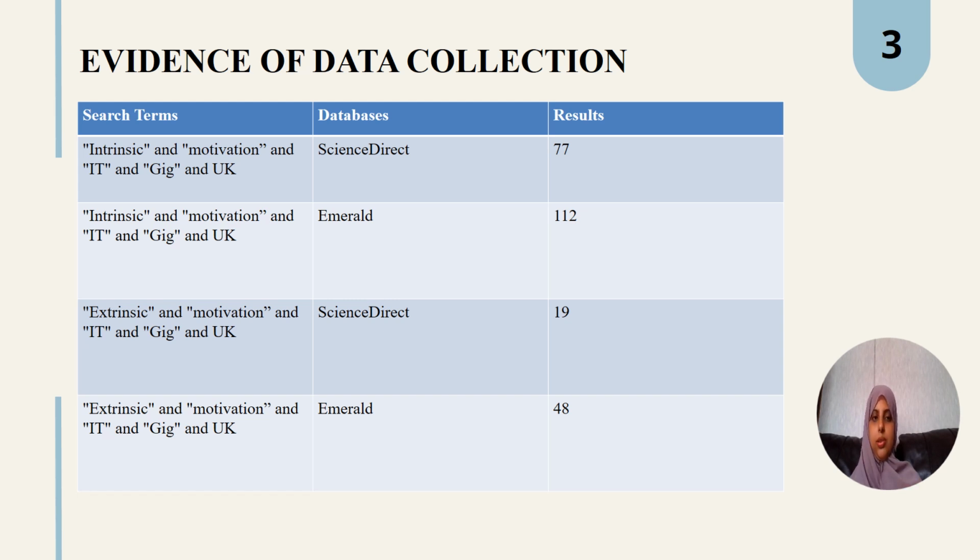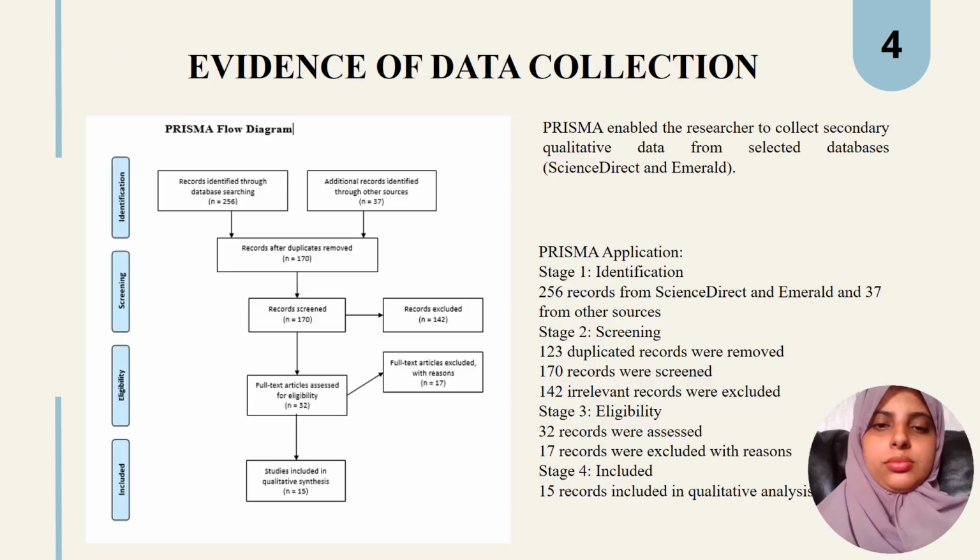My second search term is Elastic and Motivation and IT and Gig and UK. The database is Emerald and the results are 112. My third search term is Elastic and Motivation and IT and Gig and UK. The database is Science Direct, results 19. My fourth search term is Elastic and Motivation and IT and Gig and UK. The database is Emerald, and the result I found from here is 48.